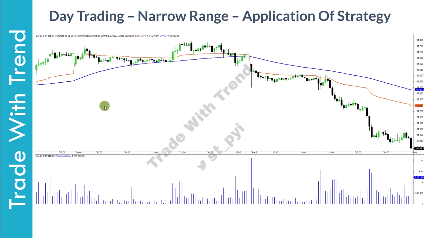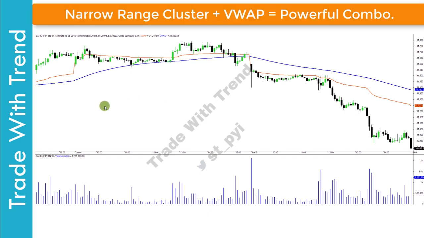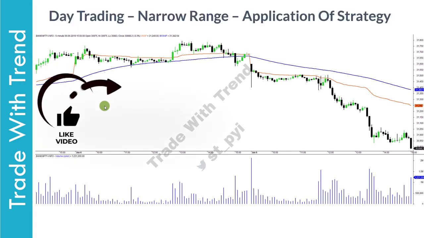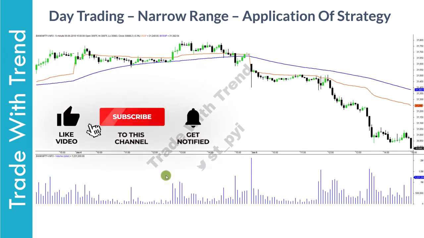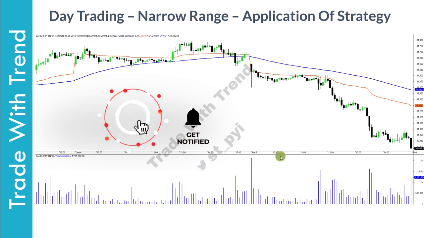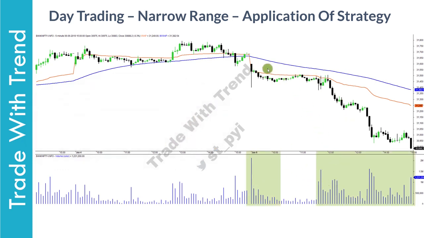This is again a case of how a cluster of narrow range candlesticks can be used in combination with VWAP indicator to gain huge edge in the market. Now do watch out for volume activity as well. When price moves in the direction of breakout, volume expansion should be clearly visible. Similarly, when price is consolidating post breakout, volume activity should be subdued.